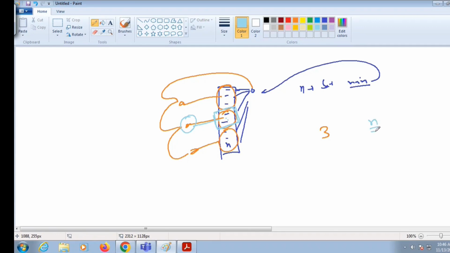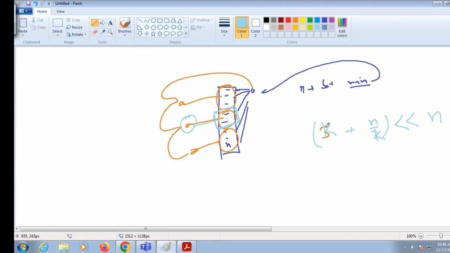So how many comparisons are needed? Let's assume that for a uniform distribution you can say that n by 3 items are there. So 3 plus n by 3 is very small as compared to n. If I have k clusters, then this becomes k plus n by k, and this is going to be very less.